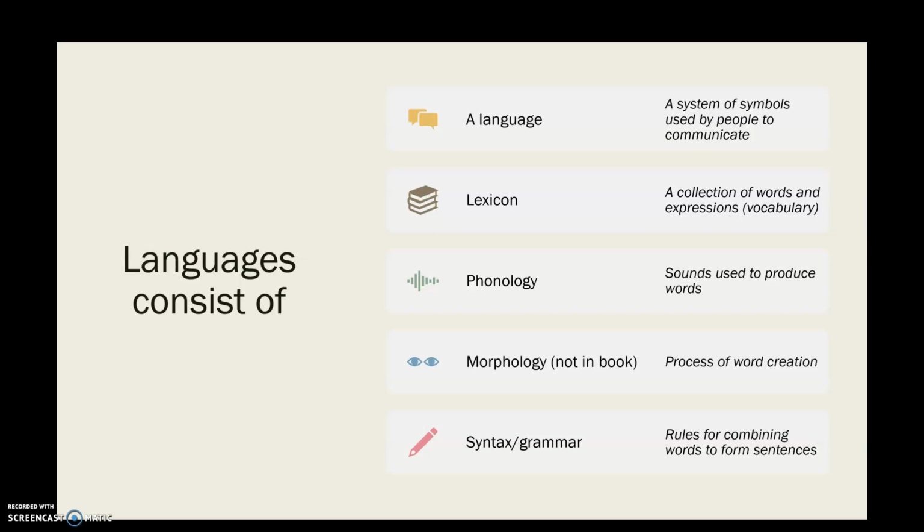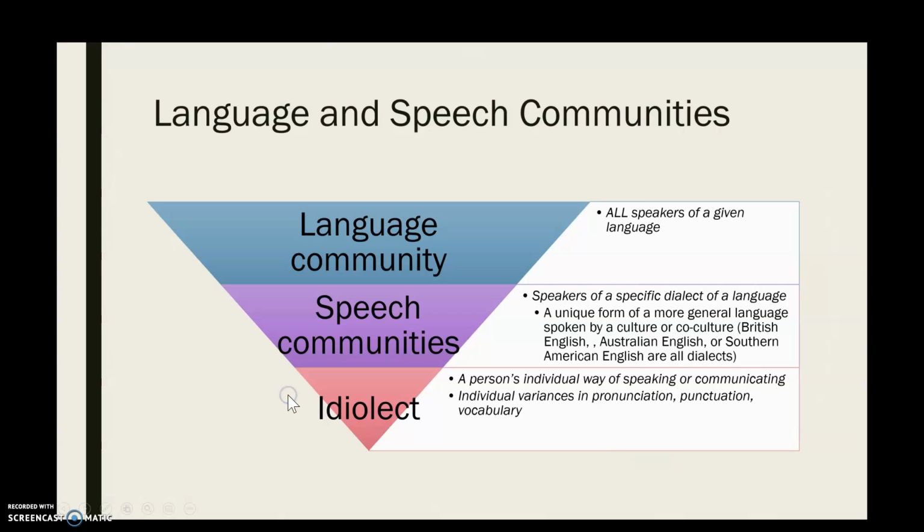Morphology, this isn't in the book, but it is the process of word creation. A recent example that I like is "adulting," which describes the process of acting like an adult, but it's often tongue-in-cheek to point out that adulting is really quite a myth. Morphology would describe the process by which that word came into existence. And syntax and grammar are the rules for combining words to form sentences. And all languages have these things. They have a lexicon, phonology, morphology, syntax and grammar. There's some other characteristics, but we don't necessarily need to go into those right now.